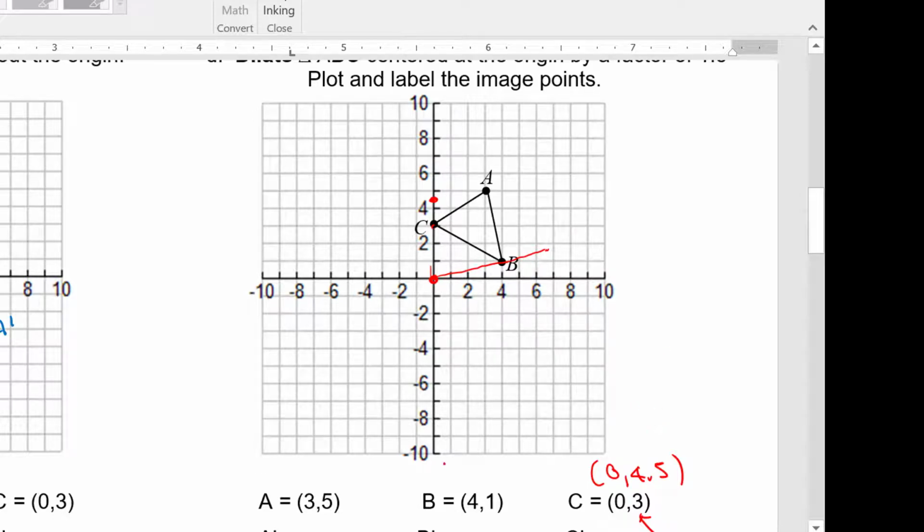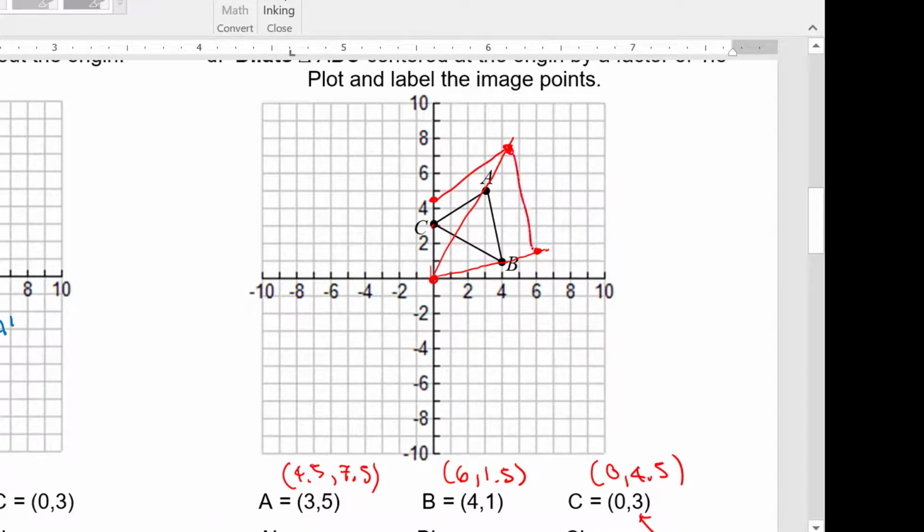I just take the two coordinates, multiply by 1.5, so I end up with 6 is this, and then it's going to be up 1.5. So right there. And then same thing with my A. It's going to end up going this direction, but 1.5 times the length from the origin, and it's going to be 4.5, comma, 5 times 1.5 is 7.5, and so 4.5, 7.5 is going to end up right there.